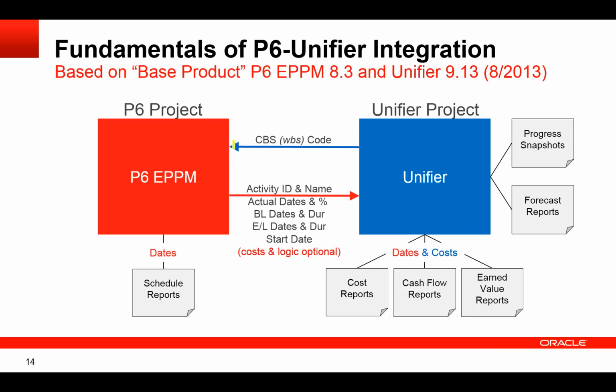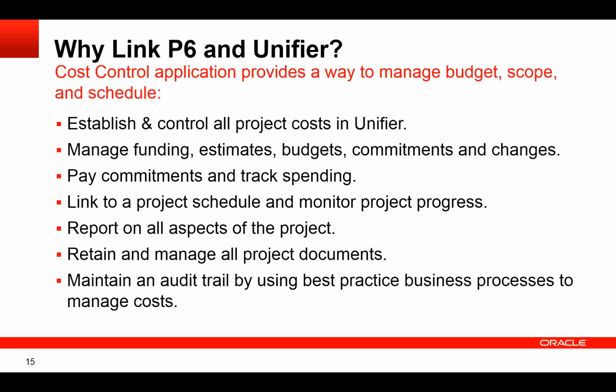All I can see is the cost code, and then based on that link, I can send back to Unifier activity information, dates, durations, percent completes. I can also send costs and logic, and there might be a reason why I want to send P6 costs into Unifier. For instance, very early on in a project, my costs might originate in P6, and I want to capture that initial project budget in Unifier so I can send it back and store it in its own unique column within Unifier. Okay, so this is the concept of what we're trying to do.